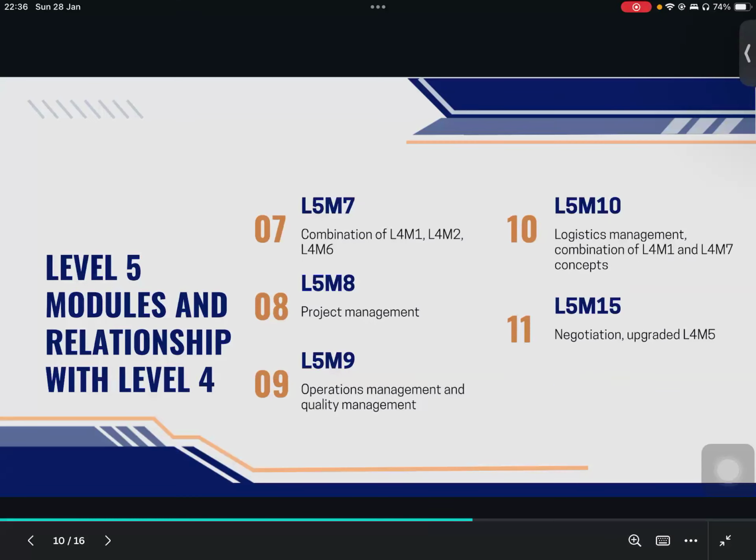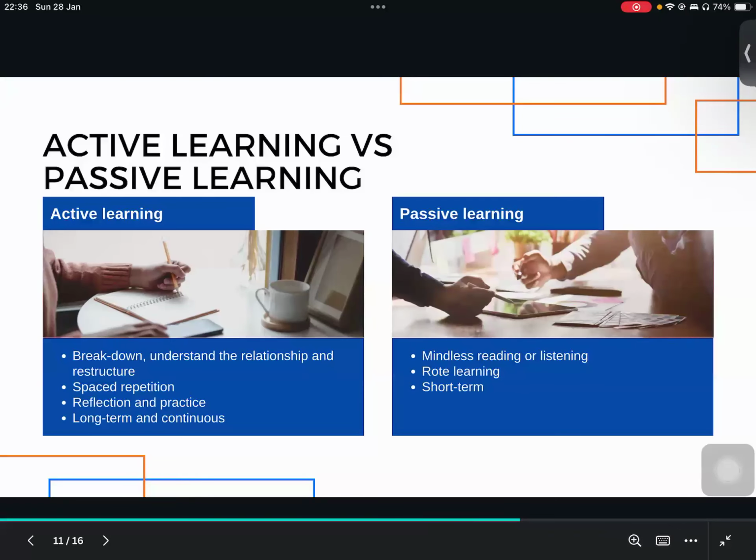So that is level 4 and level 5. Finally, I want to introduce something about how you can review, how you can do the revision for yourself. About that, I would like to distinguish between two ways of learning.